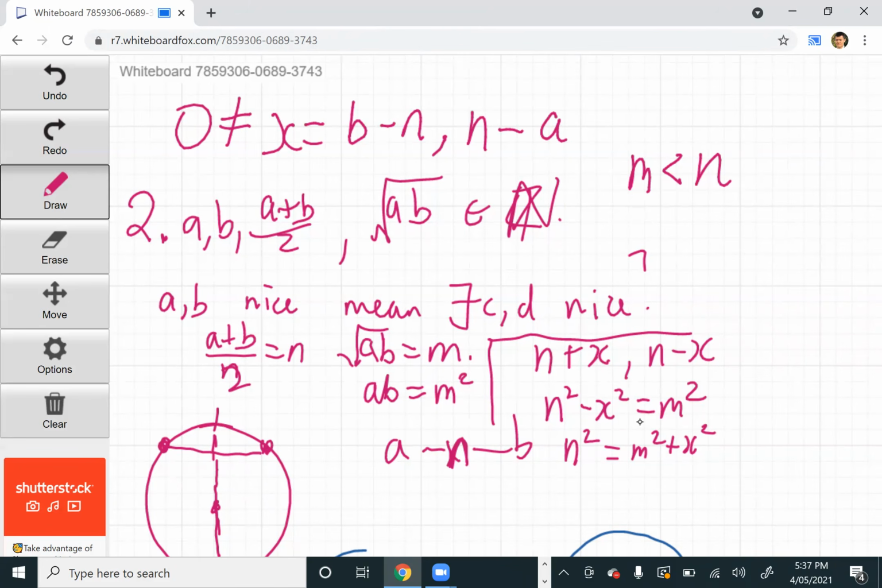Yeah, so how do we swap m and x, Crystal? N squared minus x squared equals m squared. N squared equals m squared plus x squared, and n squared minus m squared equals x squared. That's how I would say it. We can just construct new solutions for n plus m and n minus m.